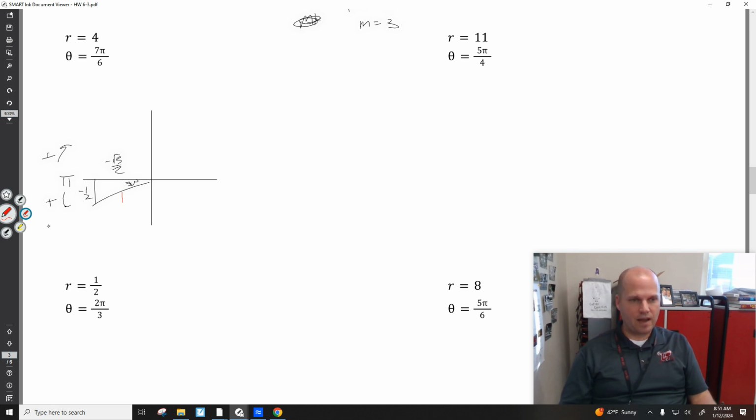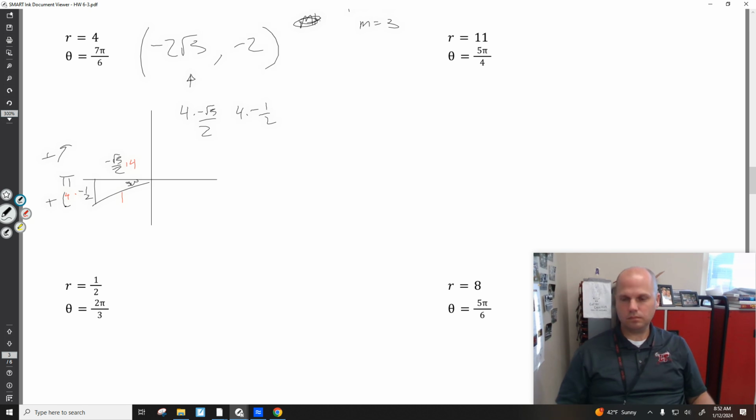So I'm going to multiply everything by 4. And then I will get an x length and a y length. The x length is going to be negative 2 root 3, which is 4 times negative root 3 over 2. My y length is negative a half times 4, which is negative 2. Bam. Those are the coordinates of the points that intersect this terminal ray with a circle of radius 4.